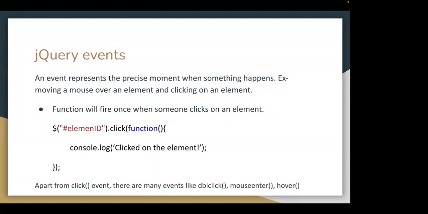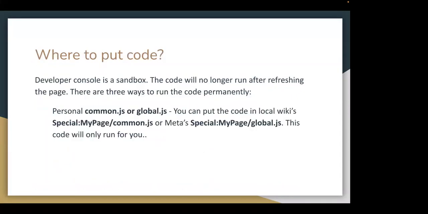So the selector is the same as before, but if we put dot click and pass one function, that function will run once the user clicks on that element. Likewise, besides click, there are other events as well, like mouse enter, hover, double click.